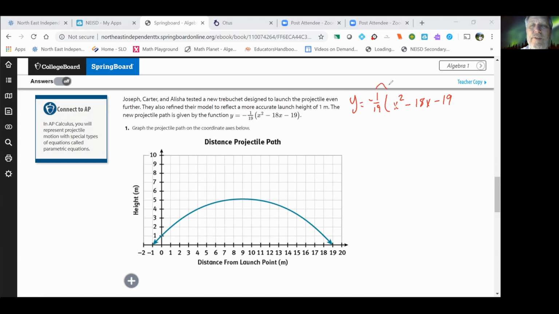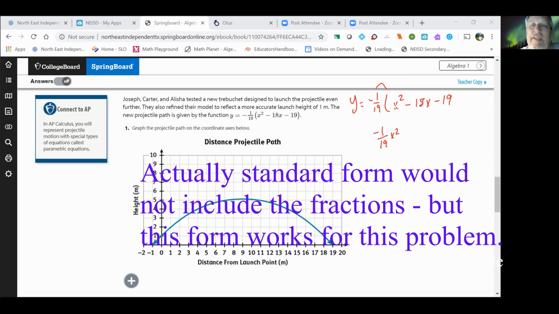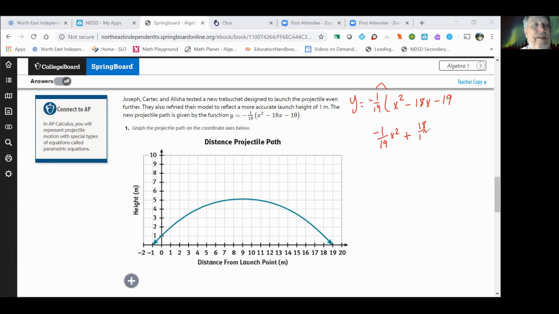And we have to distribute this -1/19. So it's going to be -1/19 times x squared. And then we have our -1/19 times -18. So a negative times a negative is a positive, and it's going to be 18/19 x. And then again, our -1/19 combined with our -19, and negative times negative is positive. 19/19 is 1.